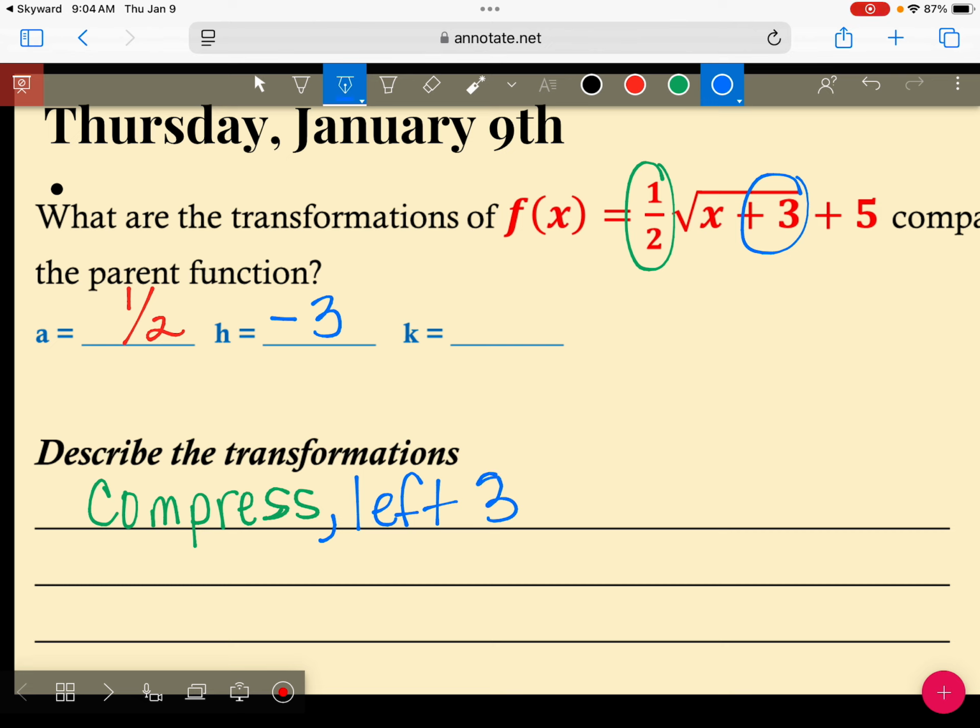K is in the back, but it's not under the hood, so that's a 5. That's going to make the graph go up 5.